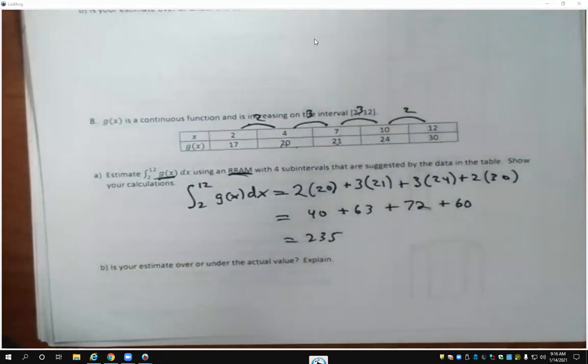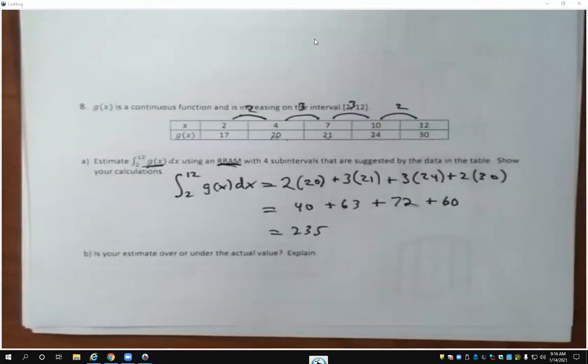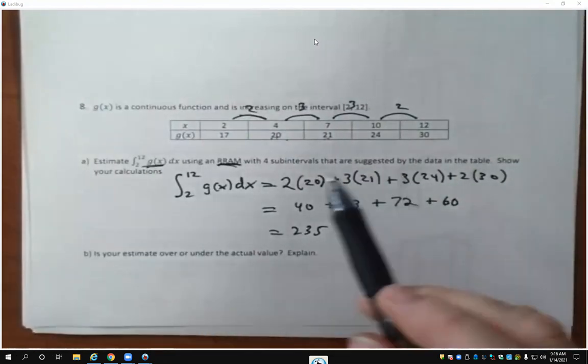I hope. I didn't have that one written down. All right, it looks right.